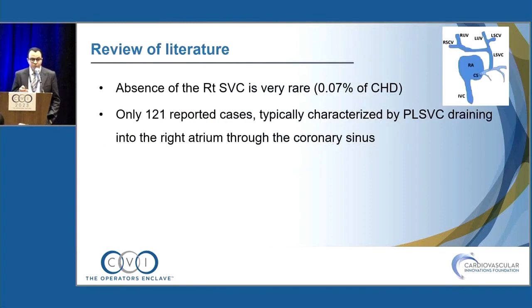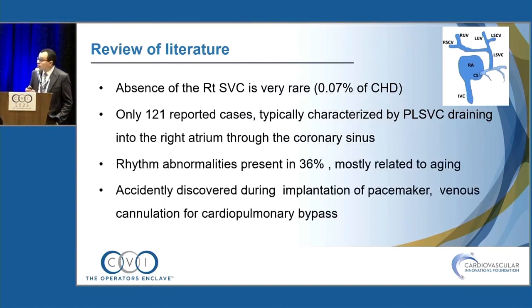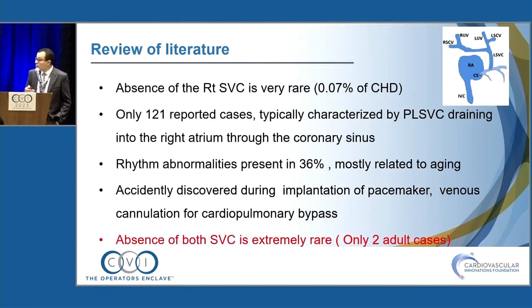So, a quick review of literature. Absent superior vena cava is a very rare congenital heart disease, representing less than 0.1%, and almost always accompanied by persistent left superior vena cava. One third of these patients present with rhythm abnormality, and this anomaly is accidentally discovered while attempting to insert a pacemaker wire, like in our case, or even in more complex cases, while attempting venous cannulation during cardiopulmonary bypass. But absent bilateral superior vena cava is extremely rare, with only 2 reported adult cases, and this one is the third case.